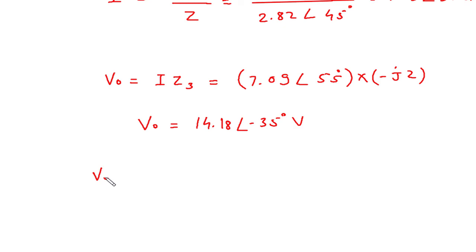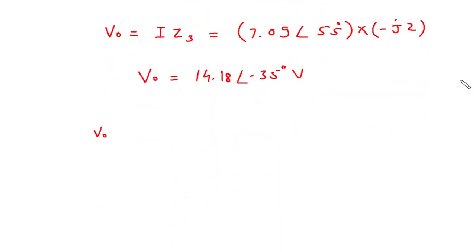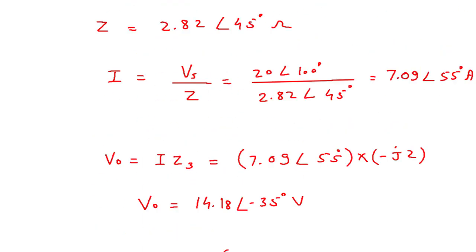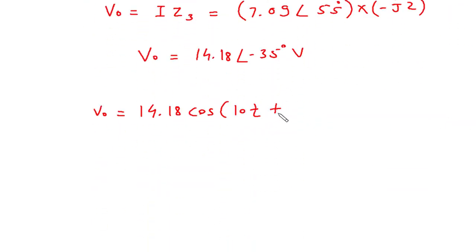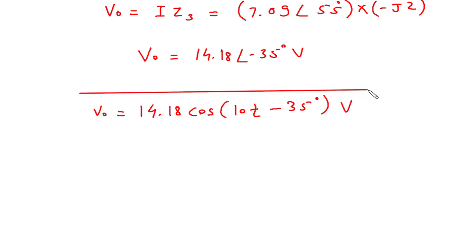We have to find small vo(t). Small v(t) is equal to this value, 14.18 cos(omega t + phi). So omega will be same for all. Omega here is 10. So 10t plus phi here is minus 35. So this will be minus 35 degree. The unit will be volt. This is in time domain.